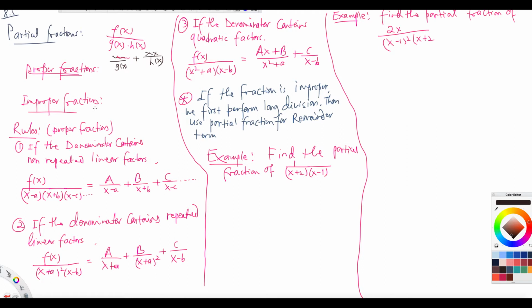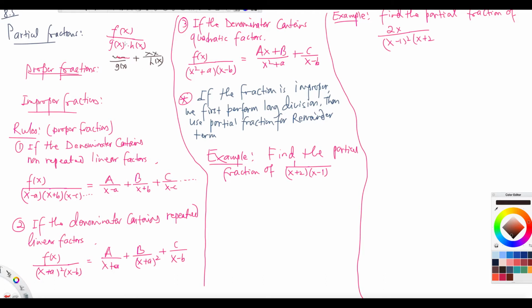The partial fraction rules are for proper fractions, meaning the degree of the top is smaller than the degree of the bottom. But if the degree of the top is equal to or bigger than the degree of the bottom, then you have to do long division first, and then use partial fractions on the remainder term, if there is any remainder.